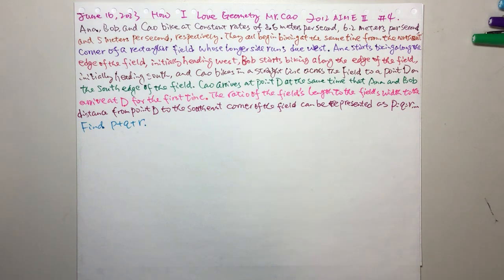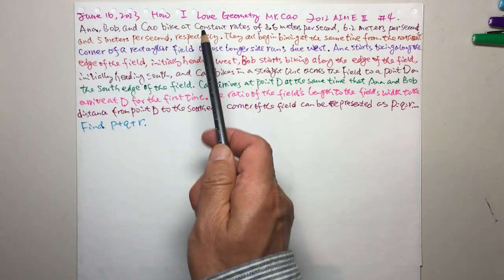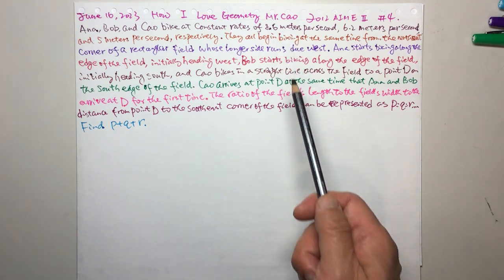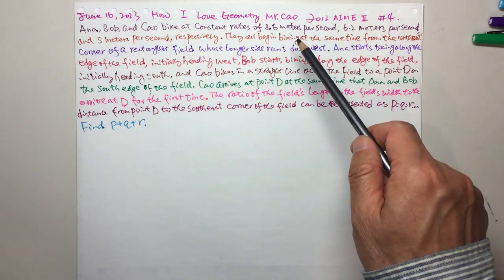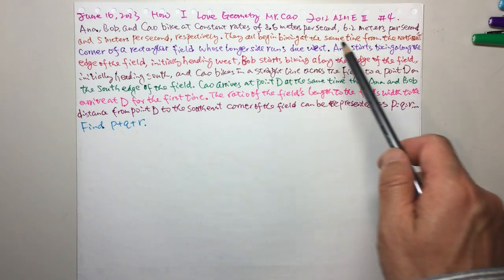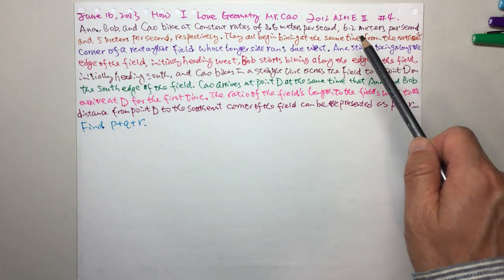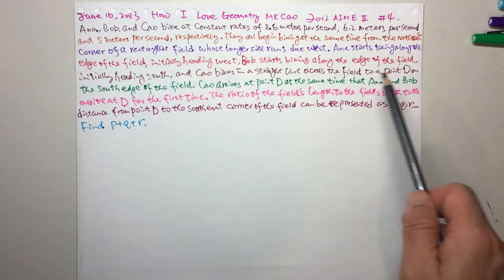I'm Mr. Chao. This problem is from 2012 AIME 12, problem number 4. The problem is very long, but it talks about a simple thing. It says A, B, C, three guys, bike at constant rates. A is 8.6. Yes, in American, somebody wants to read 8 and 6/10, but I just want to read 8.6. Doesn't matter, no difference. B is 6.2 meters per second, and C is 5 meters per second, respectively.